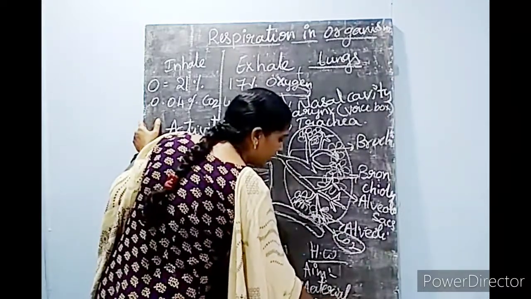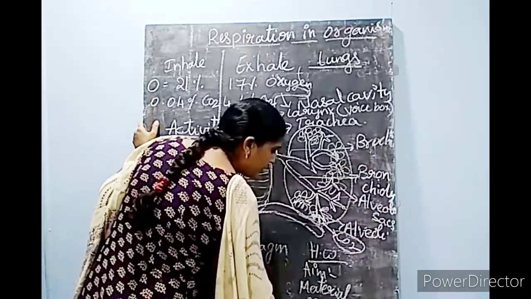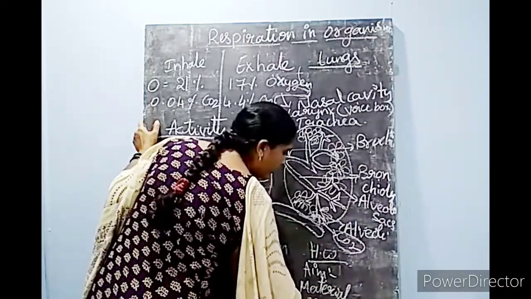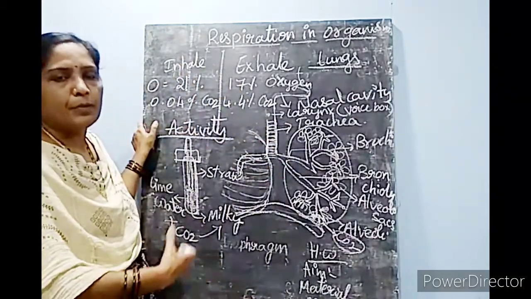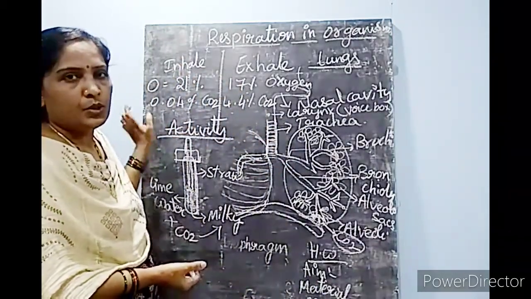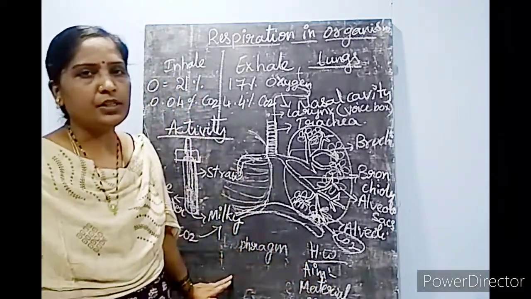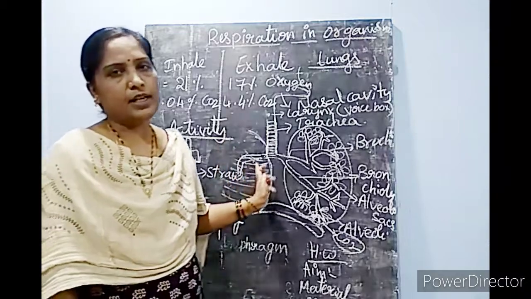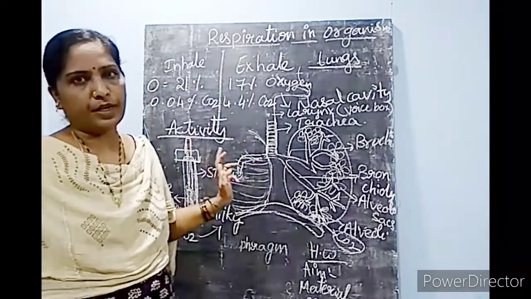Write the procedure, what you'll do, and finally write your observation. Write your observation, what you are going to identify by this activity. So write this clearly. So near the aim, what will you write, children? To prove that exhaled air contains more amount of carbon dioxide.